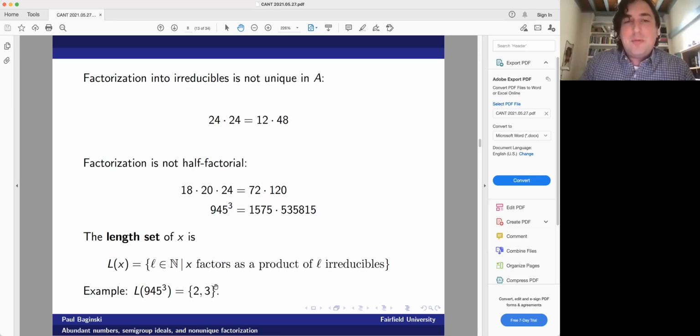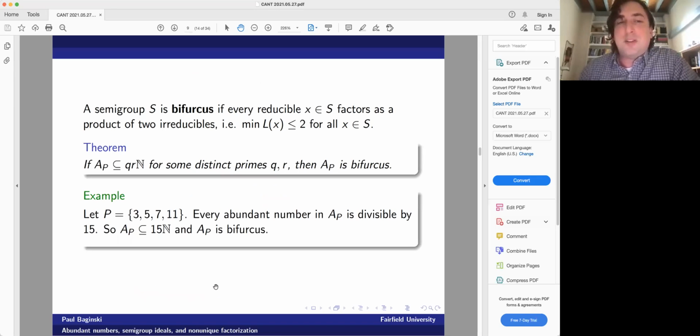behavior. And the behavior that you get is called bifurcus. A bifurcus semigroup was something that wasn't studied for a long time because people didn't know of examples, and the examples weren't really that relevant, but more and more examples have come up. A bifurcus semigroup is a semigroup in which every reducible element can be written as a product of two irreducibles. Meaning, no matter how many irreducibles I multiply together, there's always a way to rewrite that as a product of just two irreducibles. So there's complete collapse down to as small as possible. All these atoms multiply together and reduce down to just two.